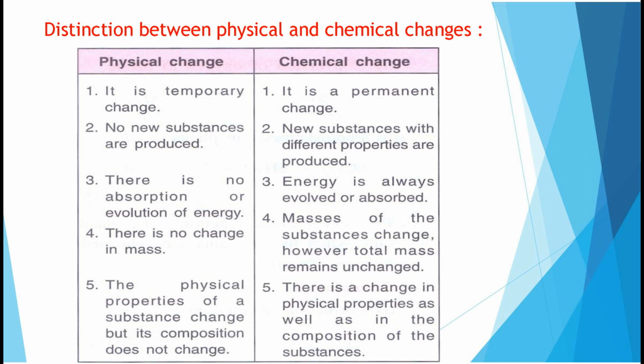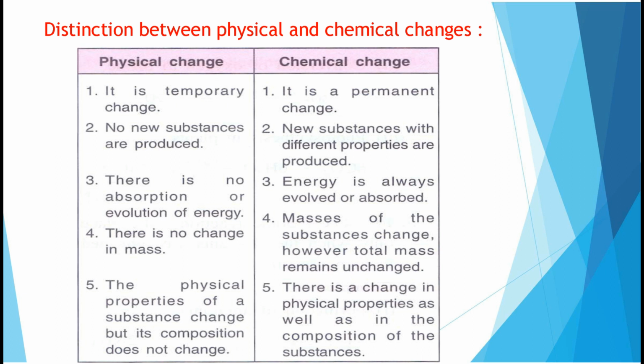Then the next topic is the difference between physical and chemical changes. We have already studied physical and chemical changes, so it is very easy to find out the differences. Let's see. Physical change is a temporary change, and chemical change is a permanent change. No new substances are produced in physical change, but in chemical change, new substances with different properties are produced.